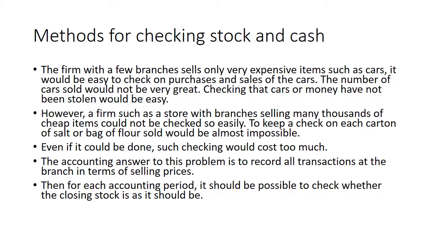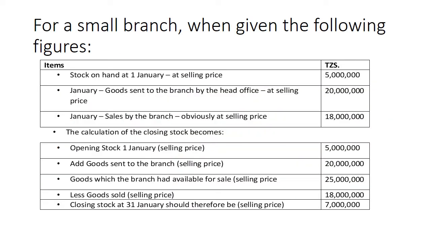So the accounting answer to this problem is to record all transactions at the branch in terms of their selling prices. Then for each accounting period, it should be possible to check whether the closing stock is as it should be. For instance, for a small branch, given the following figures: stock on the 1st January at selling price, goods sent to the branch by the head office at selling price, then sales by the branch at selling price, which is 18 million.